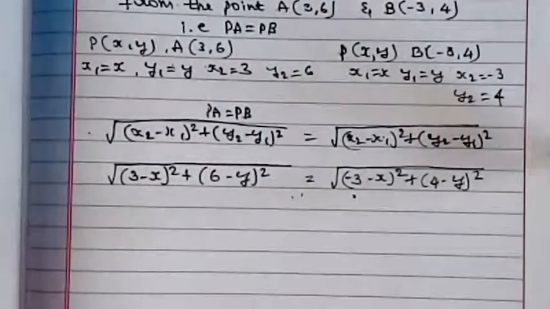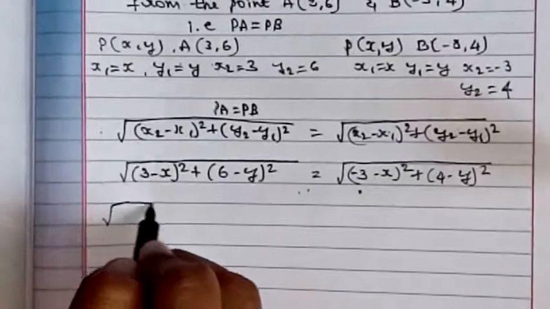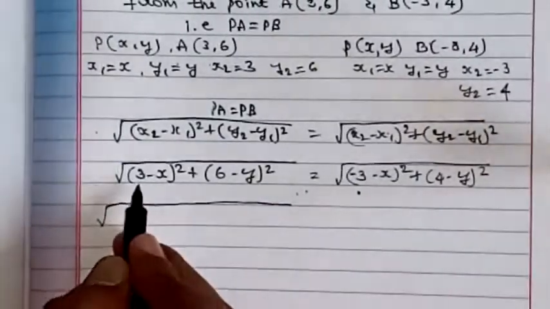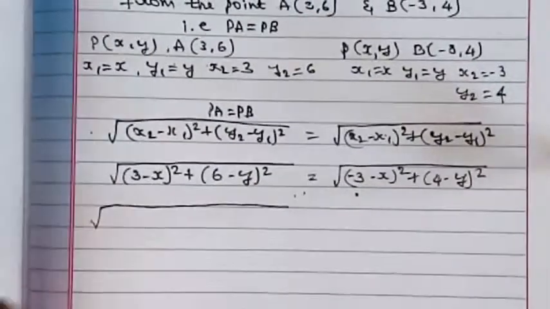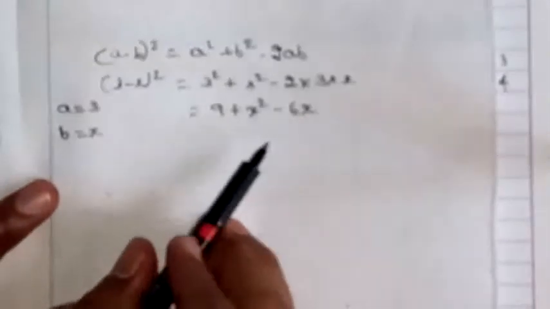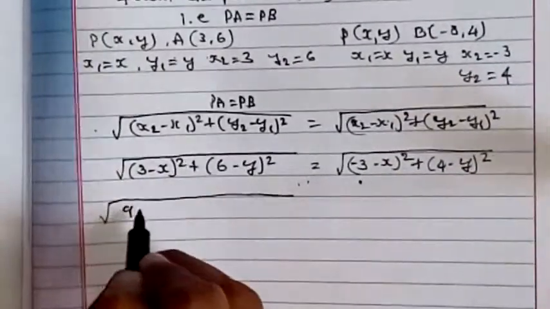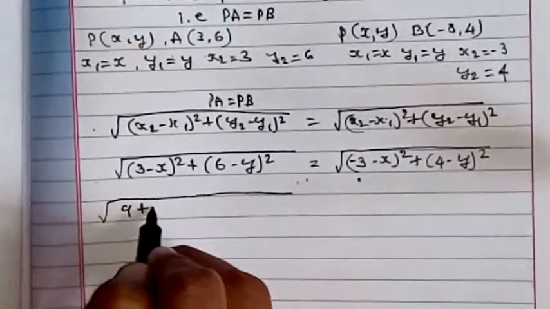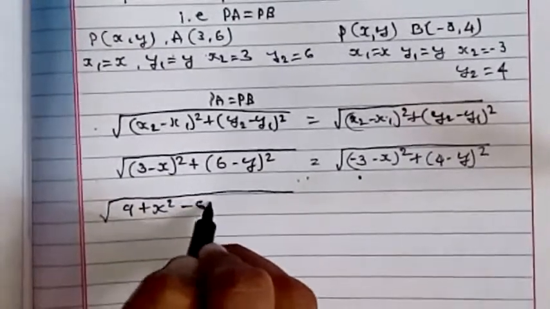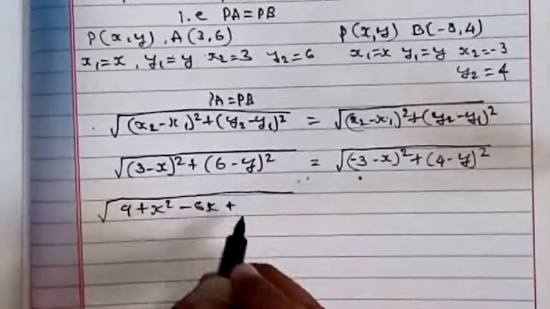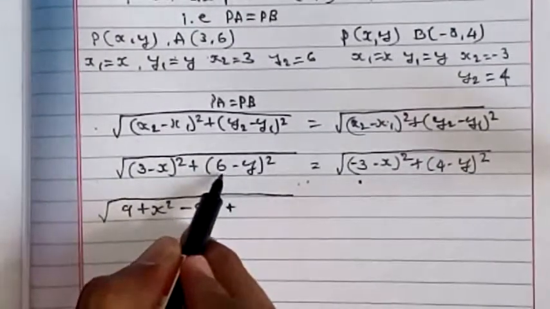So, right. So, therefore, square root of. So, what is (3 - x) whole square? Just now we have solved, right? So, what is the answer? So the answer is 9 plus x square minus 6x. Okay. So, therefore, 9 plus x square minus 6x. Plus is there. Write down plus. Now simplify (6 - y) whole square, right? I'll solve here.